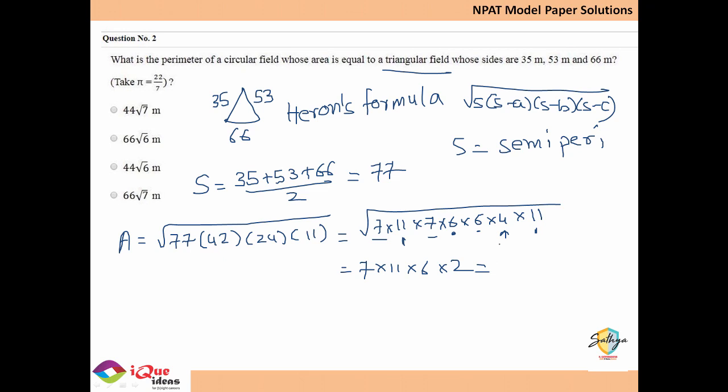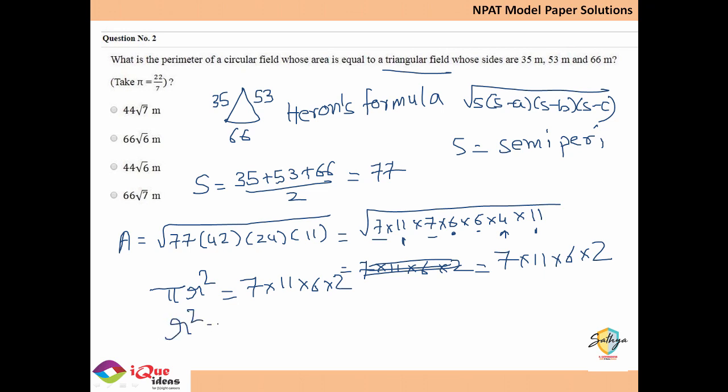Just check the calculations, right? The value of the area, it will come out to be 7 into 11 into 4 into 3. So 7 into 11 into 4 into 3, or 7 into 11 into 6 into 2. Okay, this is also fine. So 7 into 11 into 6 into 2 is my area. Now the area of the circular field is the same. So pi r square is equal to the value 7 into 11 into 6 into 2.